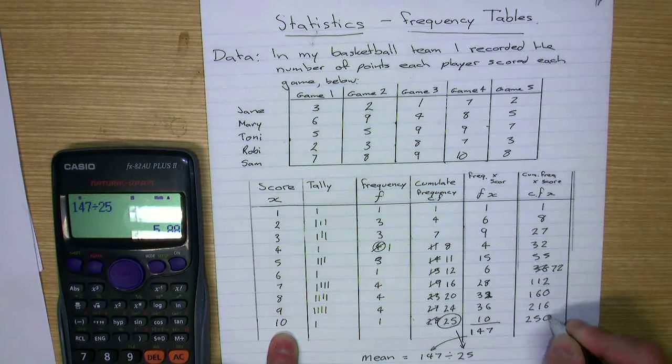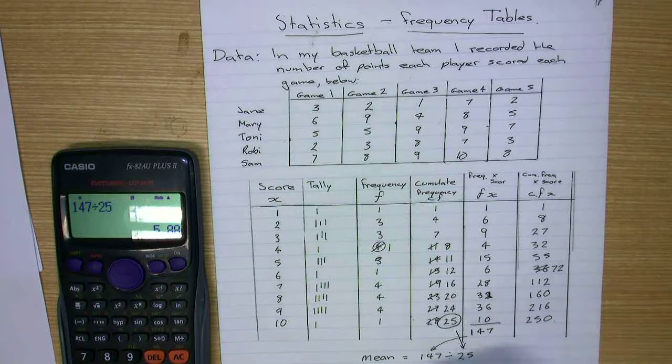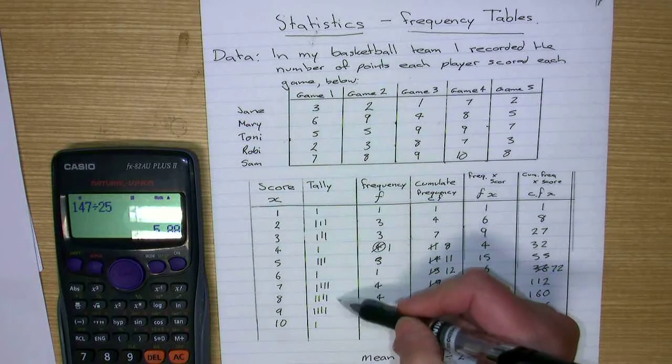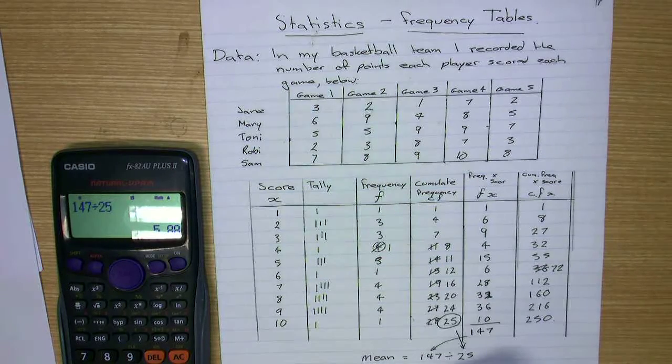Okay, so from this information that we've got here, we've found our mean, we can find our mode. So our mode is the score that occurs the most, and we can see here that we have 3 modal scores. So our mode is 7, 8, and 9, and we can find our median.